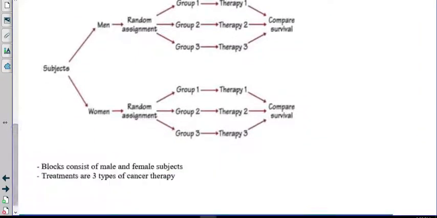So in this case, the blocks consist of male and female subjects. They're divided into 2 different blocks. And then the 3 types of cancer therapy are set up accordingly.